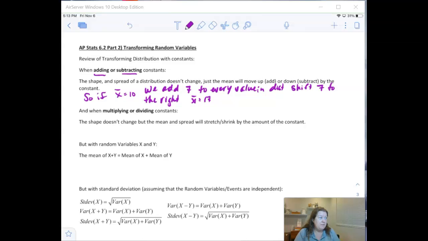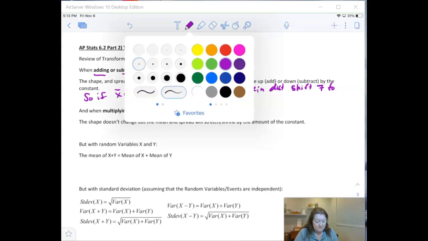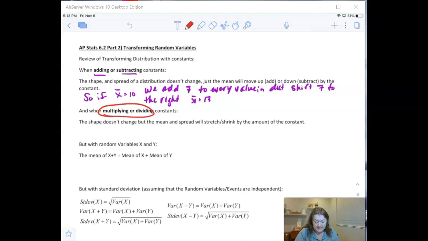All right, but if we're going to be multiplying or dividing by a constant, the shape doesn't change, but the mean and the spread will stretch or shrink by the amount of the constant. So again, if we had x bar equals 10, and I asked you to double all of the values, which means times 2, every value, then what would happen to the mean? The mean would double. So our new mean would just be 20.